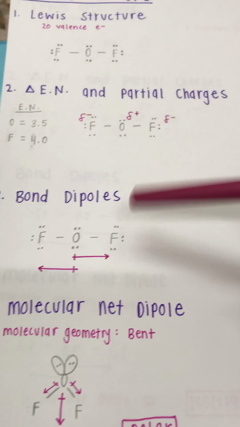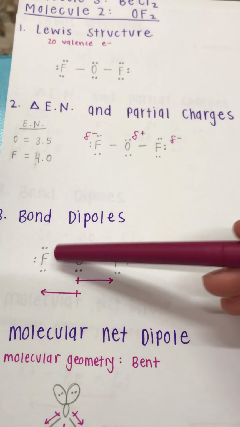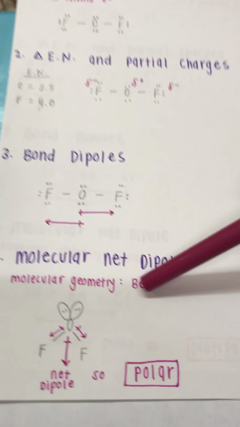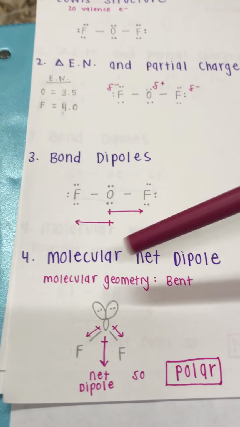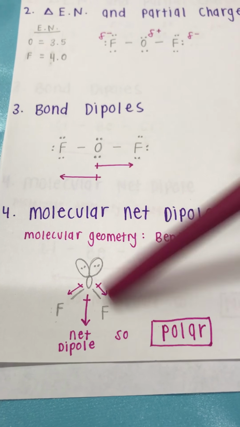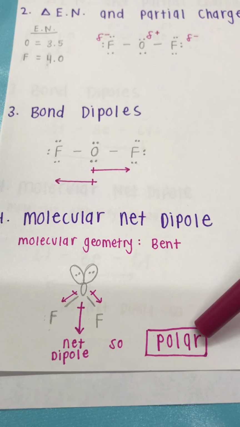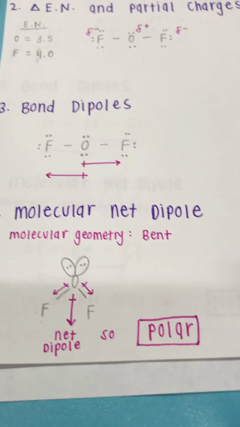Your molecular geometry is going to be bent. Because it has 4 domains but 2 lone pairs, that gives it the bent molecular geometry. So you're going to have a net dipole going down like this, and that gives you a polar molecule.